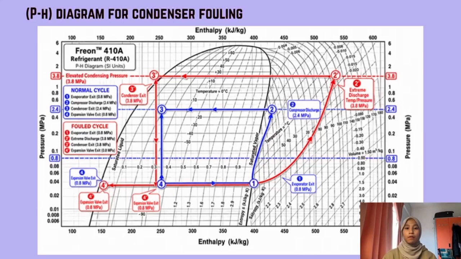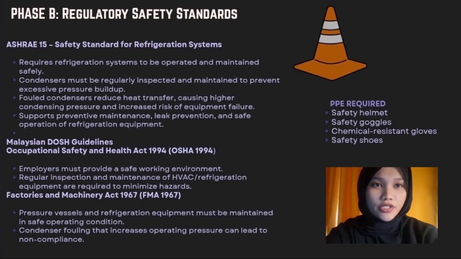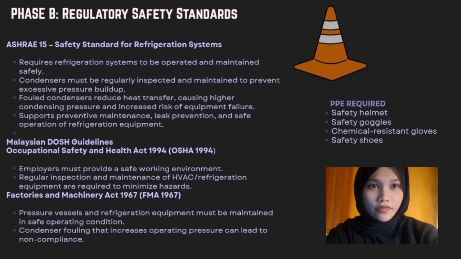The pH diagram makes an invisible problem visible. Fouling isn't just dirt on fins. It fundamentally changes the thermodynamics of the entire system. This slide explains safety regulations related to refrigeration systems. According to ASHRAE Standard 15, refrigeration equipment must be operated and maintained safely. Regular condenser inspections are important because a faulty condenser can increase pressure and lead to equipment failure.